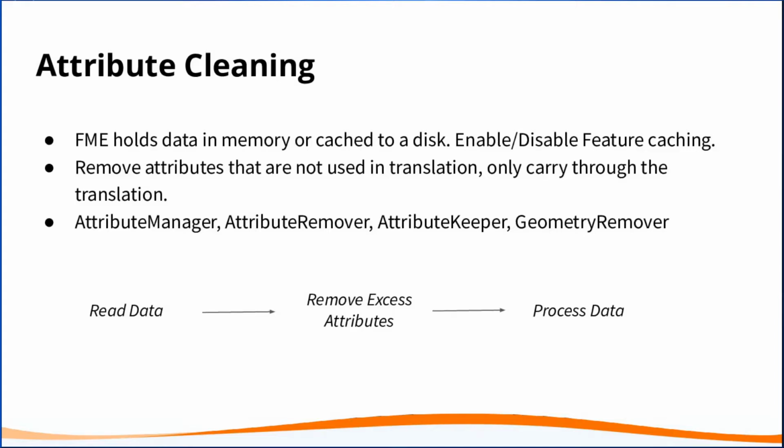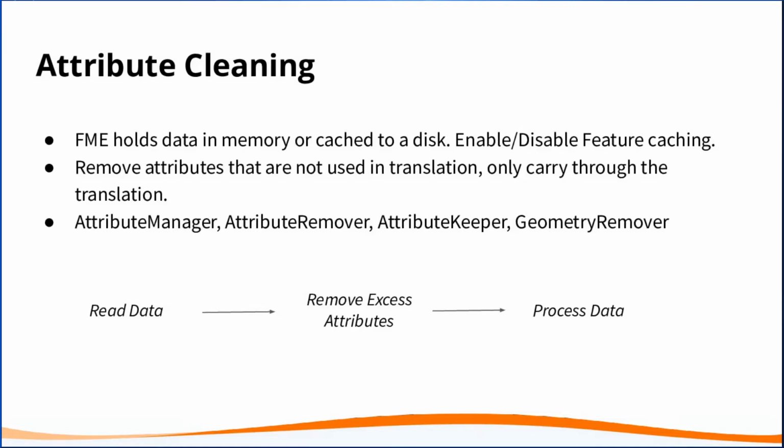And frequently running a workspace can be really time consuming, and this could be mitigated by feature caching, which will allow you to hold the data cached in a disk. But this also slows down your workspace. So by disabling feature caching, you can really help to free up that extra disk space that could help to speed up your workspace. The second way that you could help to remove attributes, or remove attributes that are not used during translation, is to get rid of them early on so that they're not carried on forward to the rest of the process.